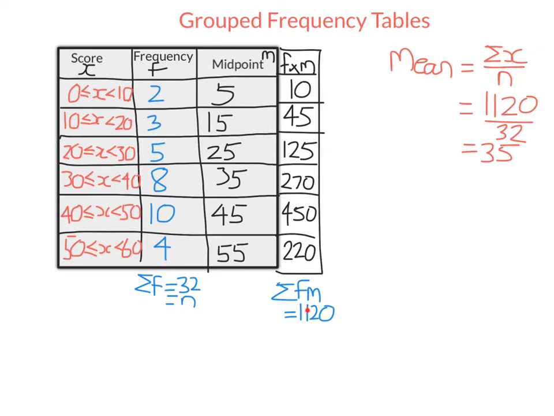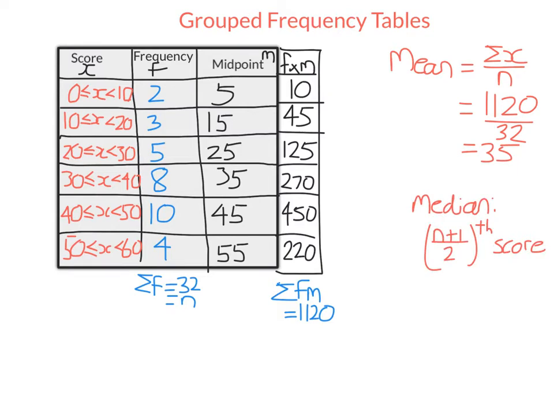Adding up all these gives us the sum of all the scores, or an estimate of the sum of all the scores. Adding up the frequency column tells us how many scores there are. The sum of all the scores divided by the number of scores is an estimate for the mean. So let's look at the median.